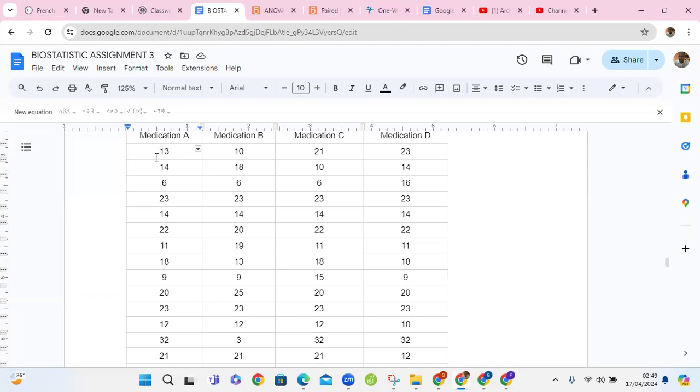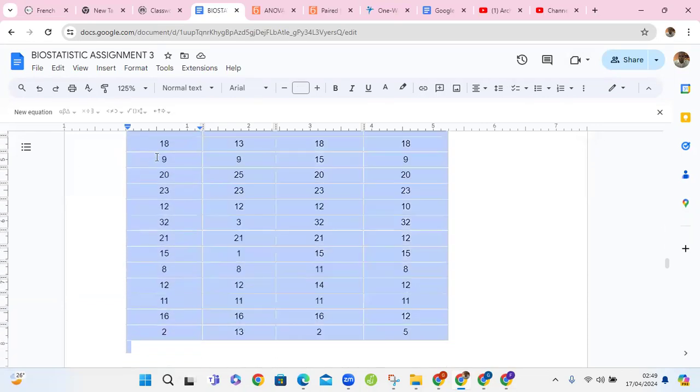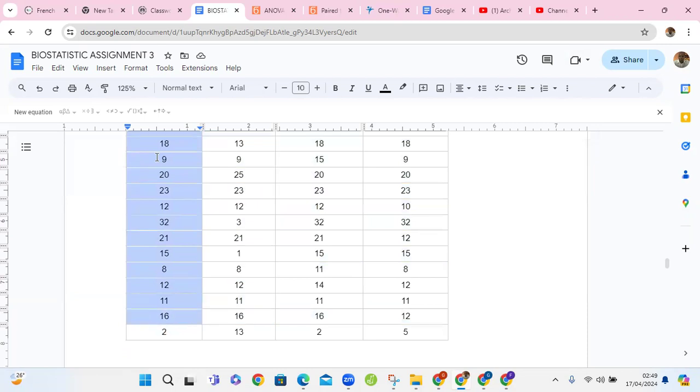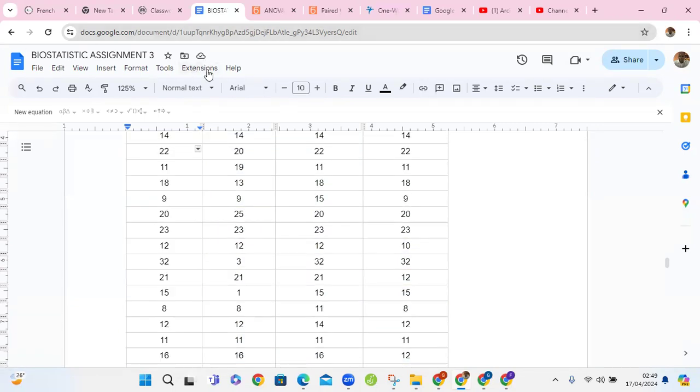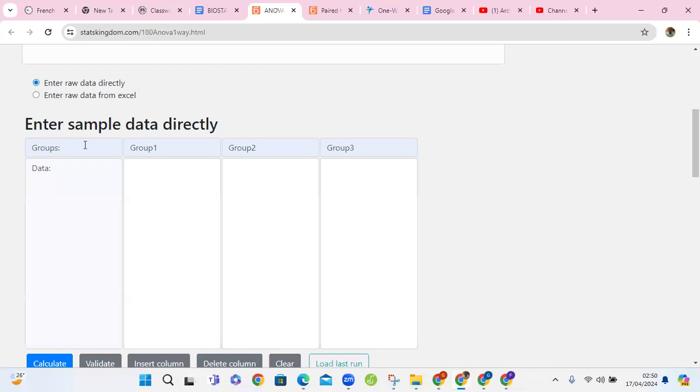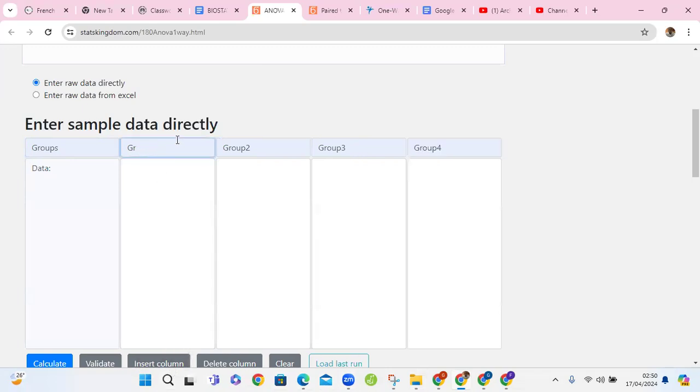So we'll start with medication A, copy. We have to copy individually. Medication A, so that's groups. So we need 4 groups, so we have to add and insert an extra column. Right, and this group 1 is medication A. And we do the same for medication B, C, and D.